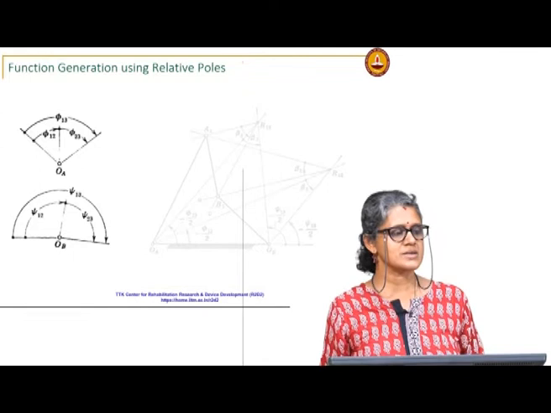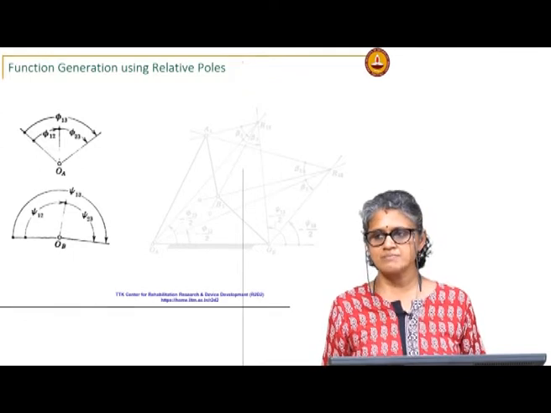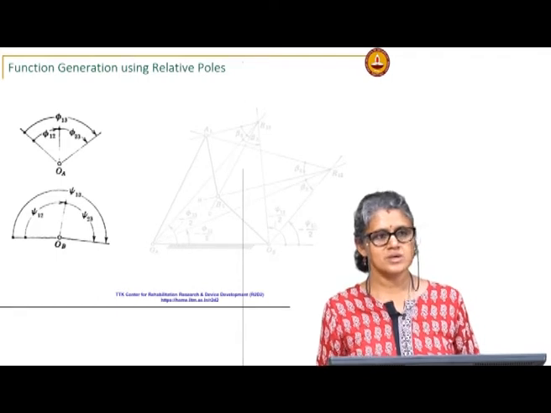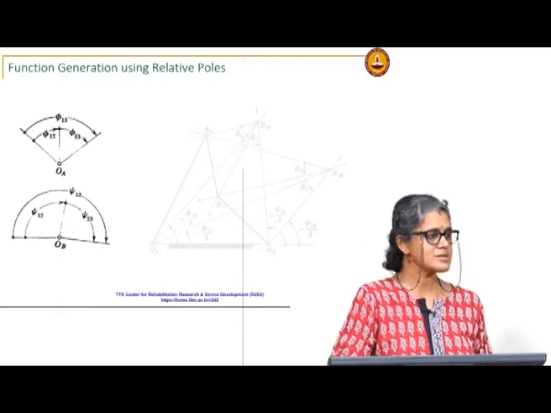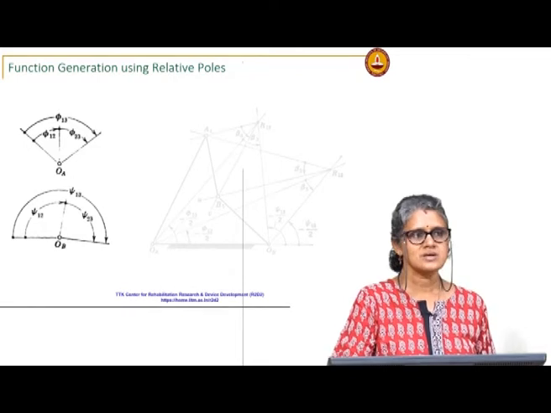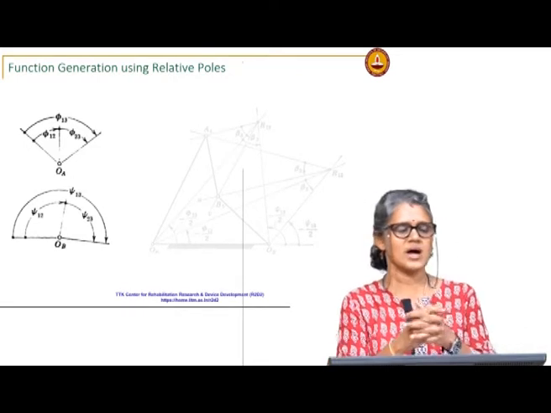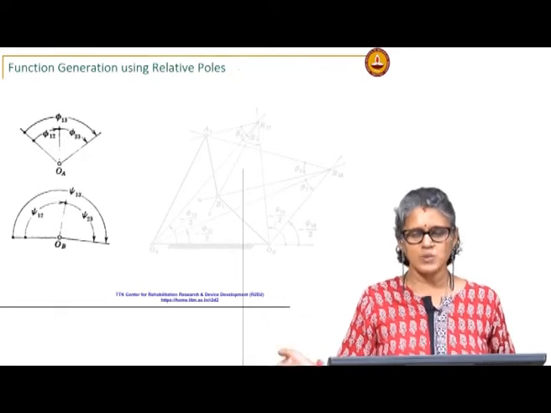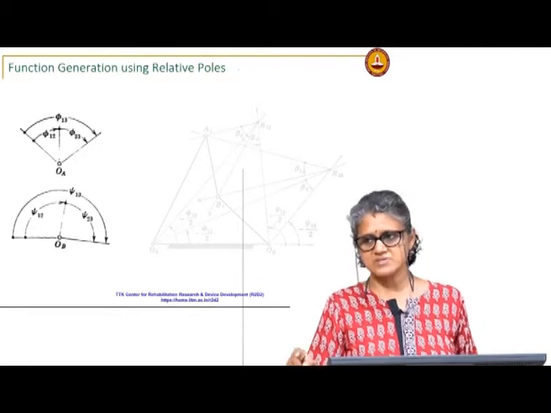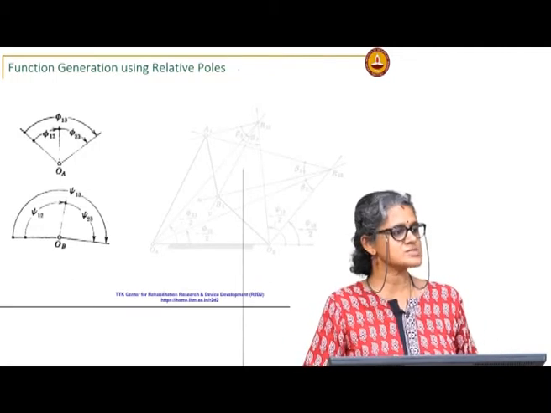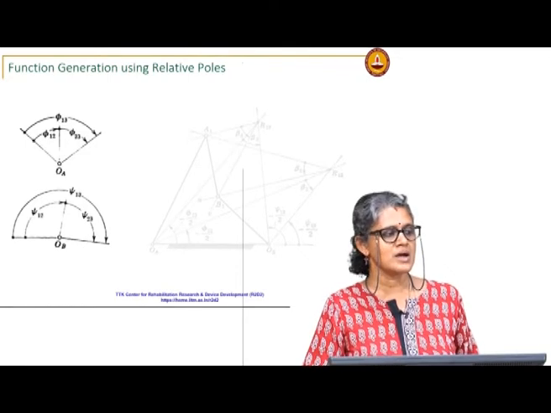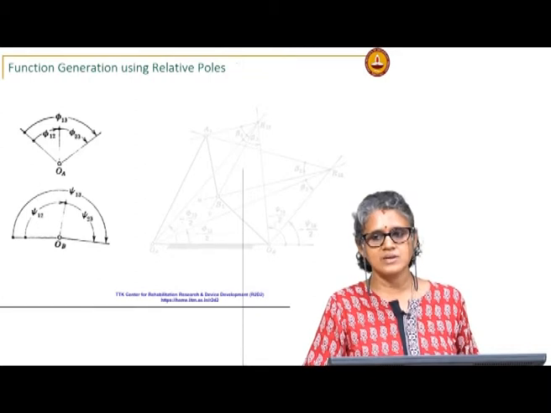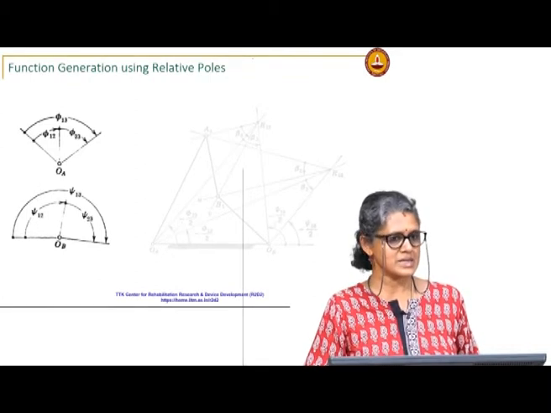So, yesterday we looked at function generation using relative poles, both 2 position and 3 position generation, and that kind of concludes our investigation of the graphical techniques. We will come back to some of them when we do coupler curves in more detail, because we did not really focus a lot on path generation. But that is a separate topic that we will deal with a little bit later.